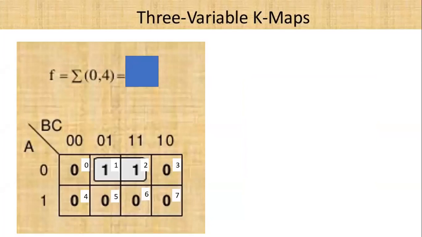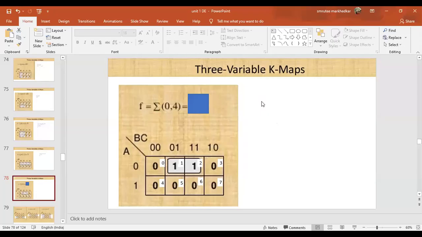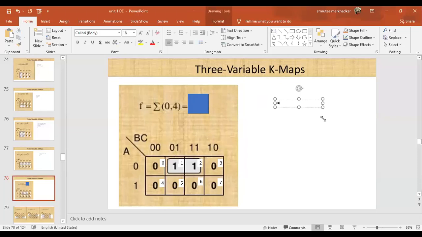Try this one. We are having a pair and it's a horizontal line. So naturally A bar comes as common. Just see, what is your answer? A bar into C. Yes. A bar C. Okay, see what we have got. We have got it as A bar and C.